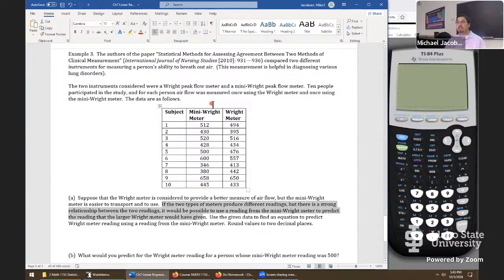Any questions at the moment about the context? Is it kind of saying that the mini Wright is the independent variable? Or is it saying that they're both kind of independent, but they can correlate?